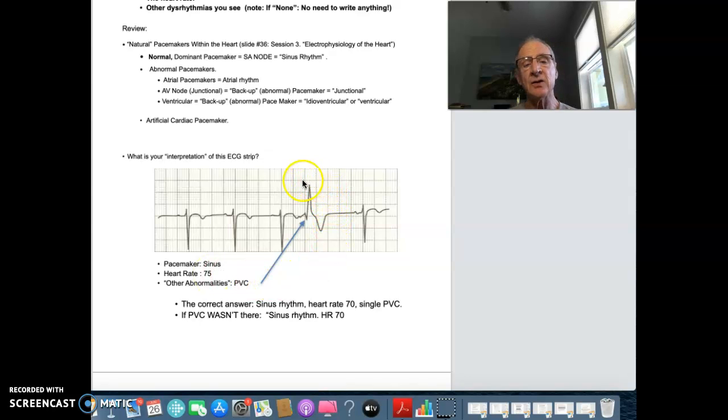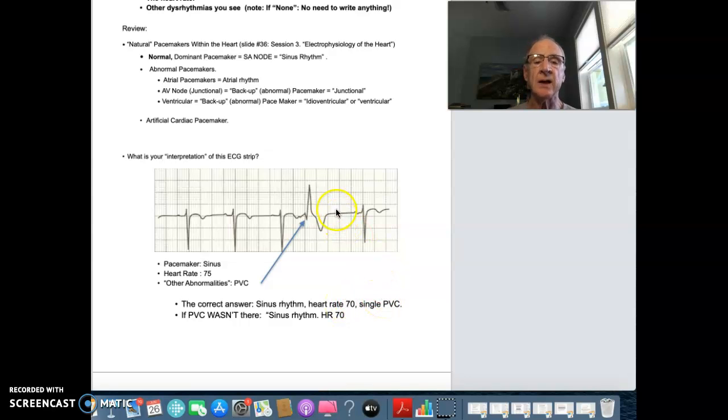And then the last question we have to ask ourselves is, are there any other major abnormalities? In this case, there is. This is a PVC. And if you were answering this question and you wrote down sinus rhythm, heart rate of 70, with a single PVC, you would get full credit.